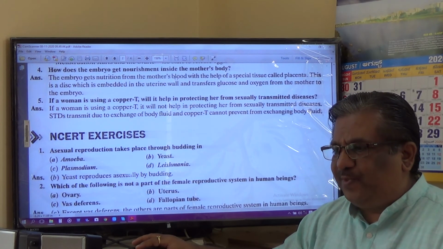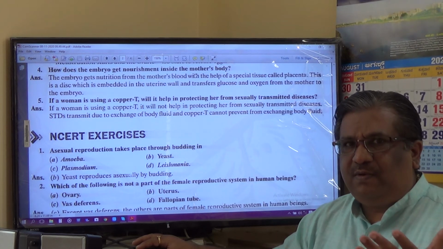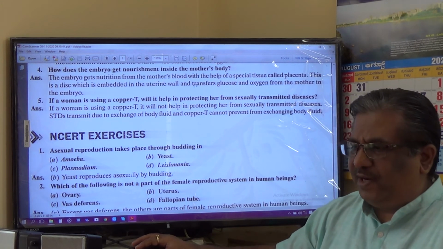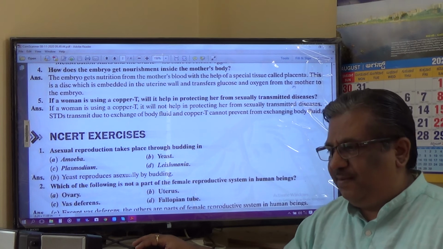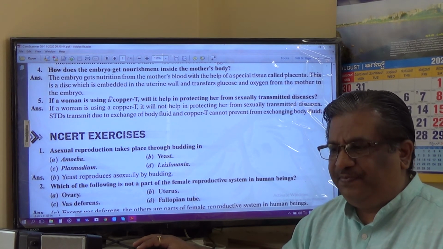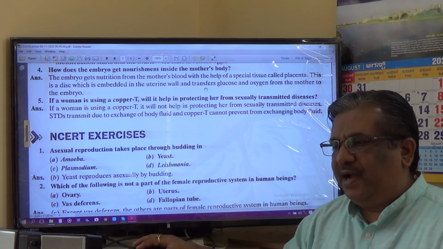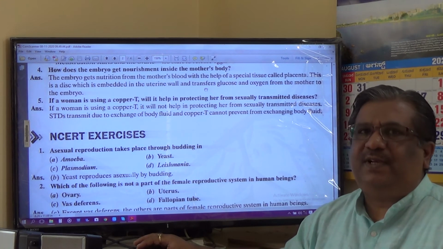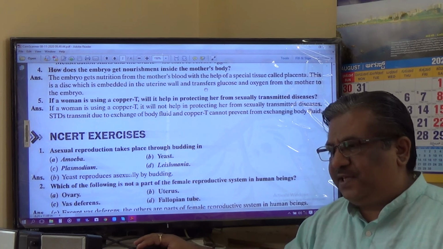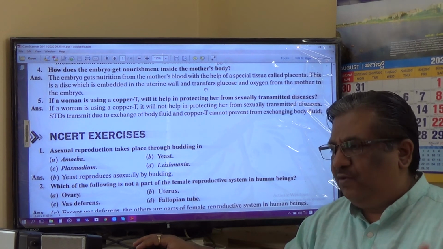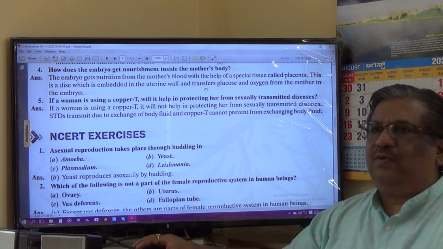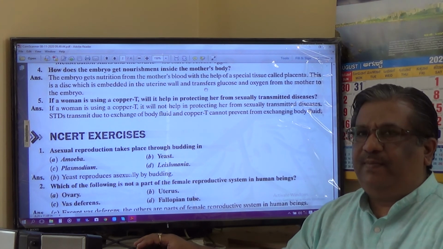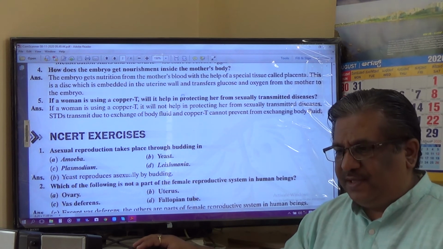How does the embryo get nourishment inside the mother's body? Through one organ called placenta, isn't it? So let us see. The embryo gets nutrition from mother's blood with the help of a special tissue called placenta. This is a disc-like structure embedded on the walls of the uterus, and villi-like projections are there on the embryo side, and blood-filled spaces are there on the mother side. That helps transfer of glucose and oxygen from mothers to embryo, and also the placenta would enable to remove the waste substances from embryo into mother's blood. Okay, these are the things.